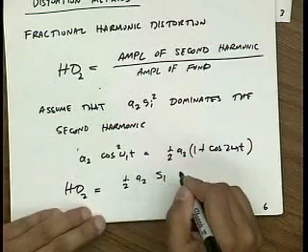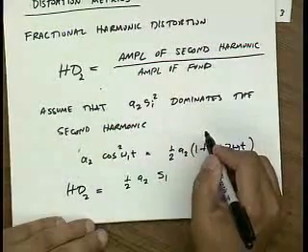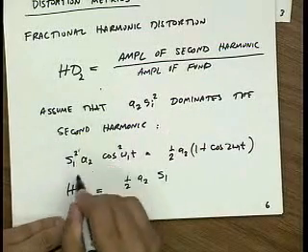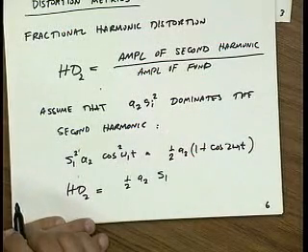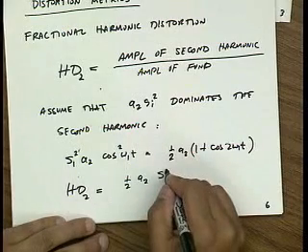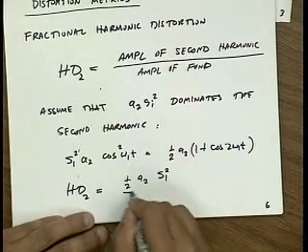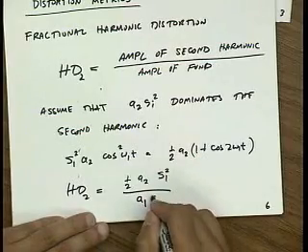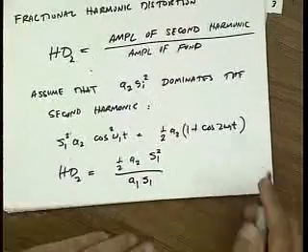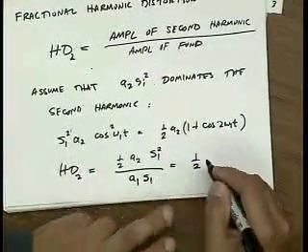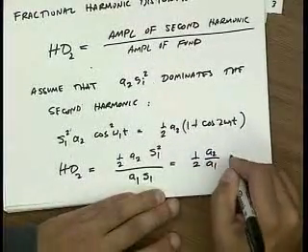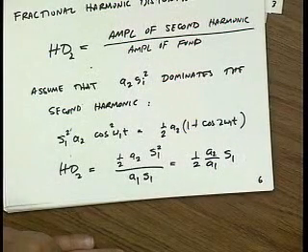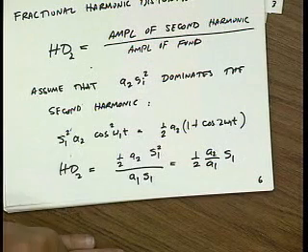times the amplitude of the signal. Let's say that the input is S1 cosine omega t, so S1 is just the amplitude. So I get S1 squared divided by the fundamental at the output, which is just A1 times S1. In other words, the second harmonic is 1/2 A2 over A1 times S1. Okay? Any questions about that?